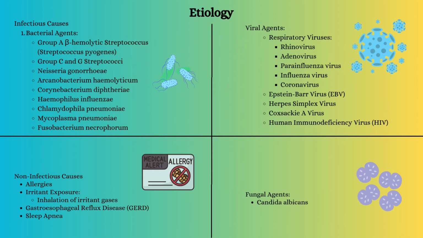Etiology: infectious causes, bacterial agents: Group A beta hemolytic Streptococcus, Streptococcus pyogenes, Group C and G Streptococci, Neisseria gonorrhoeae, Arcanobacterium haemolyticum, Corynebacterium diphtheriae, Haemophilus influenzae, Chlamydophila pneumoniae, Mycoplasma pneumoniae, Fusobacterium necrophorum.